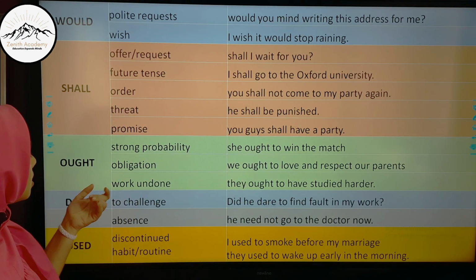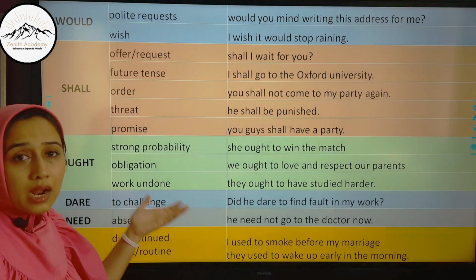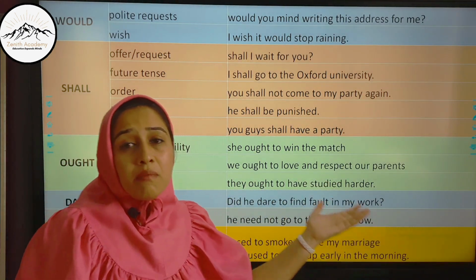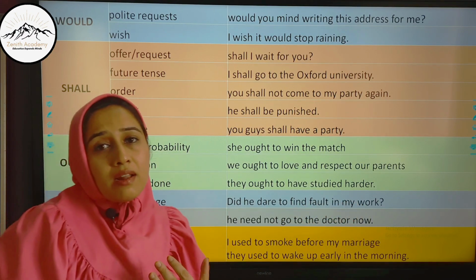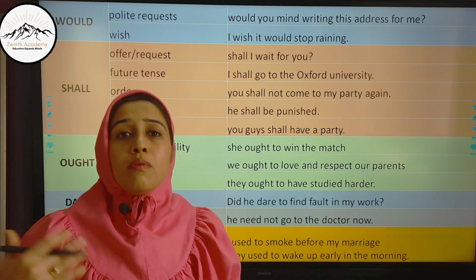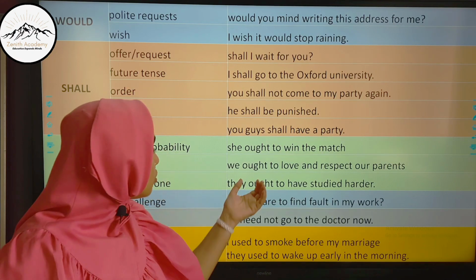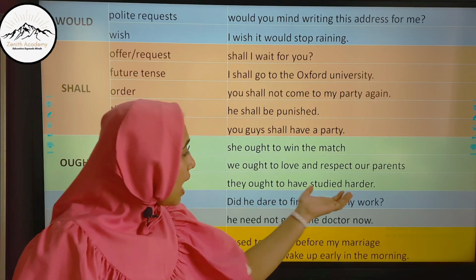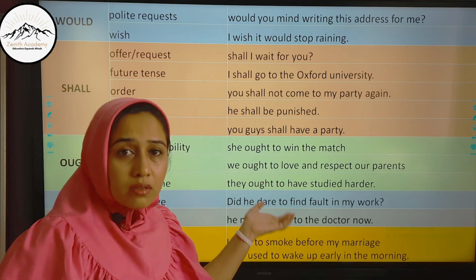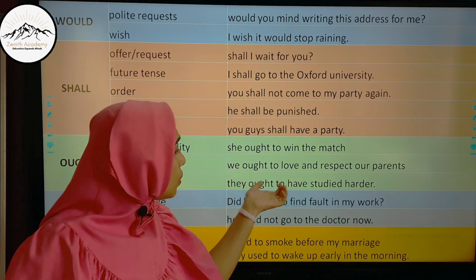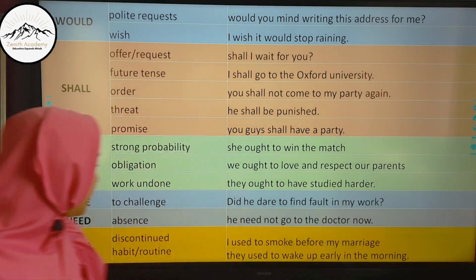Third function of ought is to show some work that is undone. They ought to have studied harder. Means they should have studied harder to get good results or to move towards higher classes. So here it shows that the work was undone. The hard work wasn't done by them.